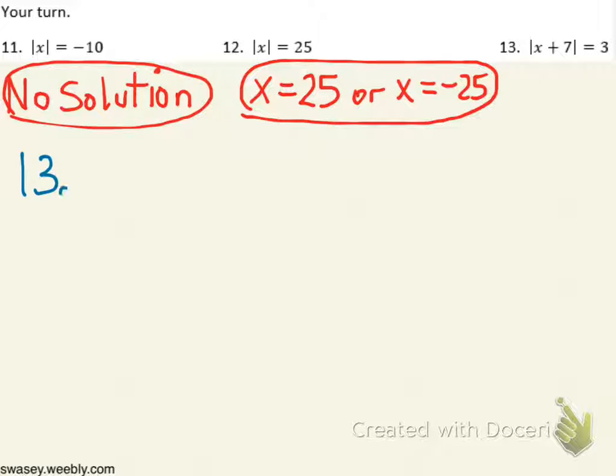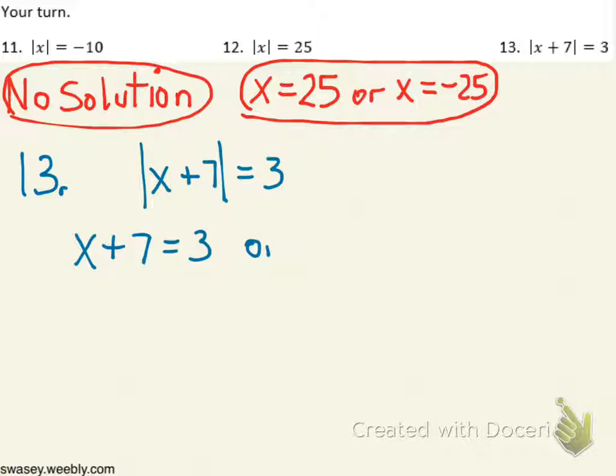And then 13, we've got the absolute value of x plus 7 equal to 3. Absolute value by itself equal to a positive number. So we can write two equations. That stuff inside of the absolute value could equal 3, or it could equal negative 3. So we have two equations to solve.